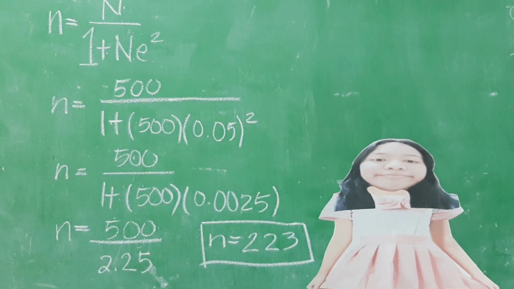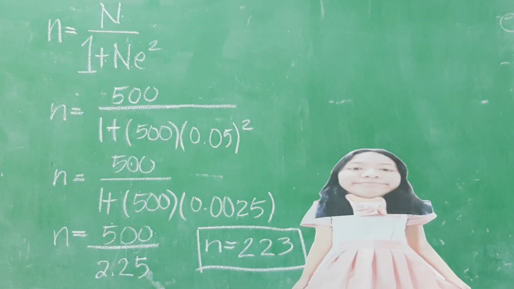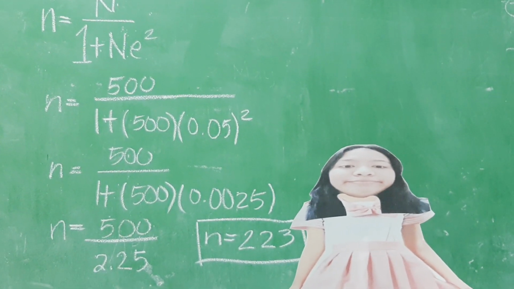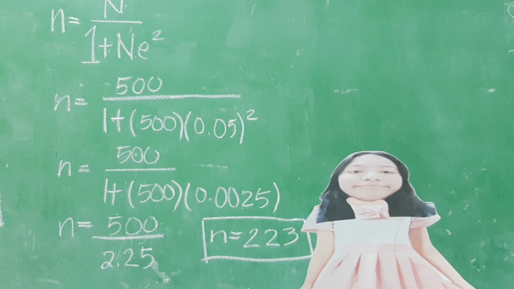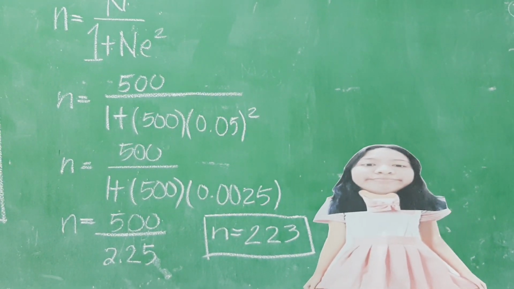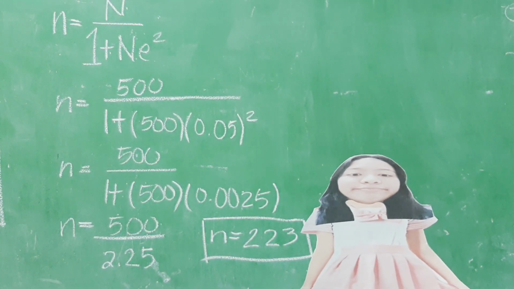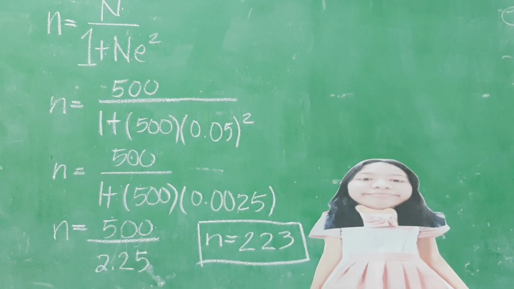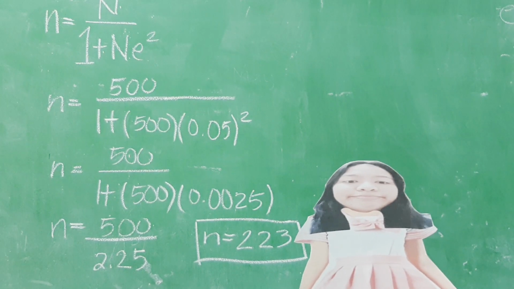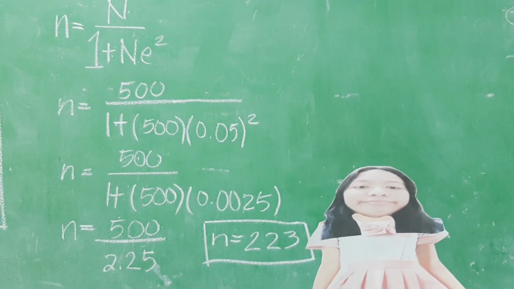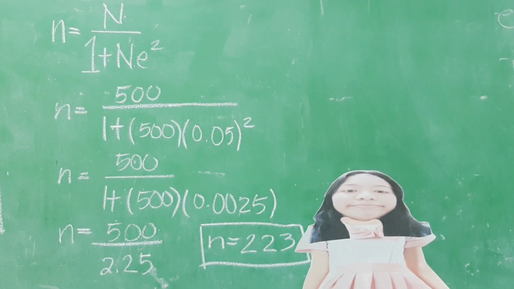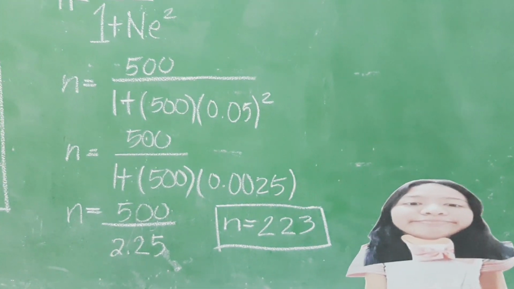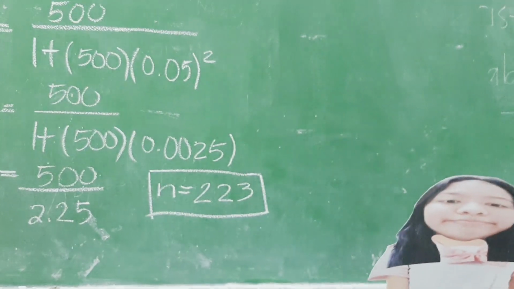We are not yet finished since we have the 500 above. So, it will be like this: 500 divided by 1.25, and the answer we got is 223. So, 223 is the overall sample size, but we still have to find the sample for each type of blood.